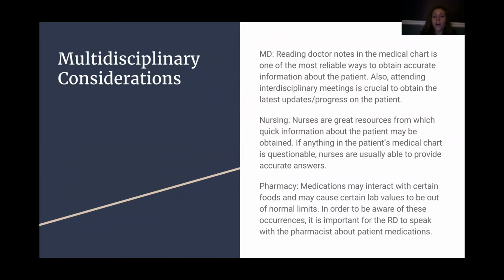Nursing staff are another great source for getting information on your patient. They are working hand in hand with your patient, so anything that may not be in the patient's chart, you can usually get from a nurse. And finally, pharmacy. There are certain medications which may interact with foods, and so it's important to talk to the pharmacist to make sure none of these interactions are going to occur.